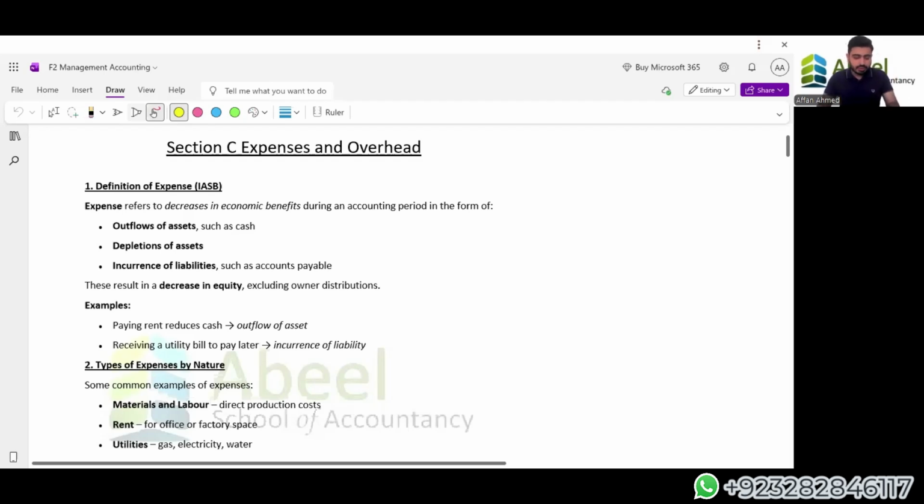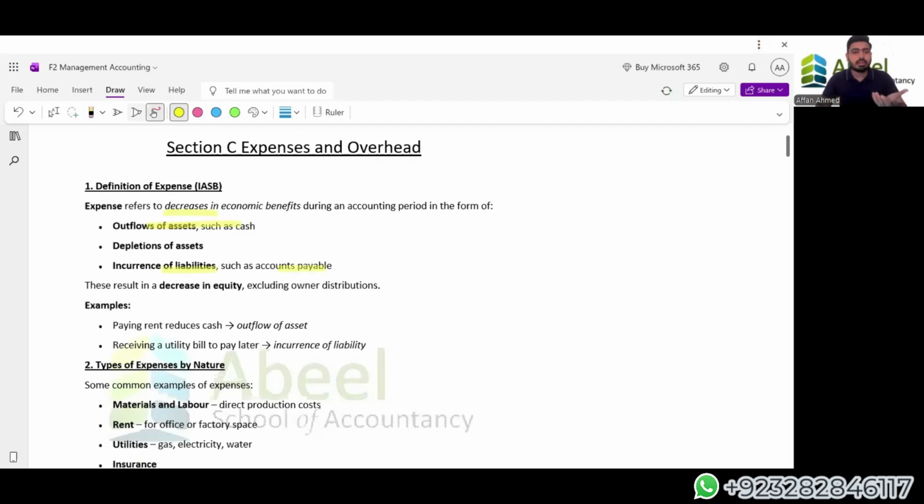Now, definition of expense. Expense is referring to the overall decrease in the economic resources that we are having, such as the assets. It is causing an outflow of assets, that is basically depletion of cash or bank, and incurrence of a liability, such as accounts payable.